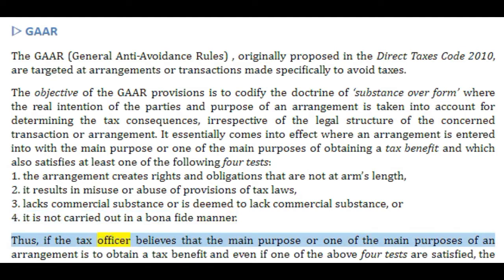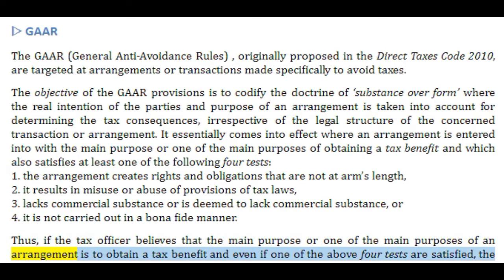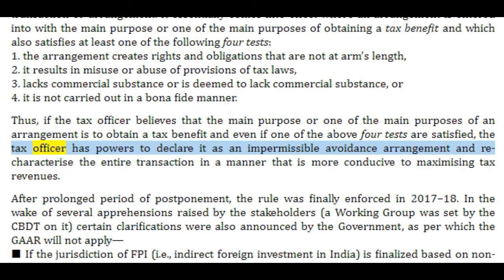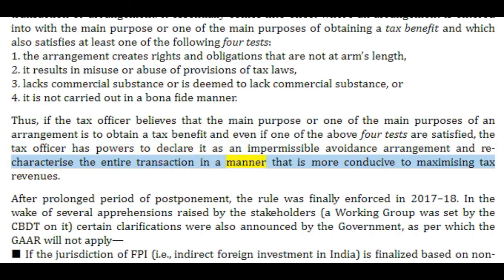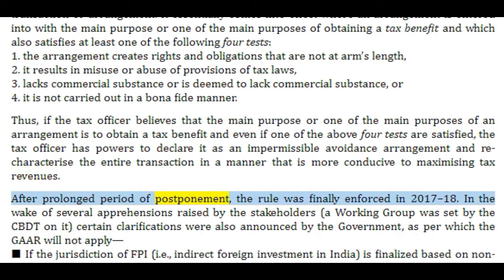Thus, if the tax officer believes that the main purpose or one of the main purposes of an arrangement is to obtain a tax benefit, and even if one of the above four tests is satisfied, the tax officer has powers to declare it as an impermissible avoidance arrangement and recharacterize the entire transaction in a manner that is more conducive to maximizing tax revenues. After a prolonged period of postponement, the rule was finally enforced in 2017-18.